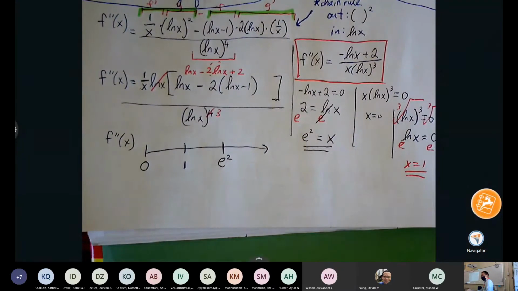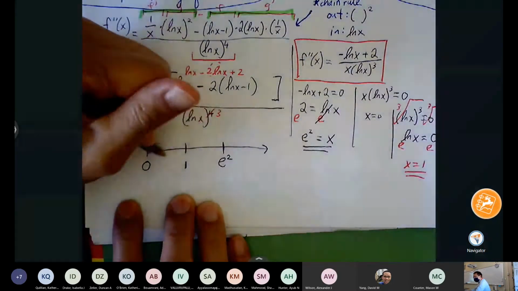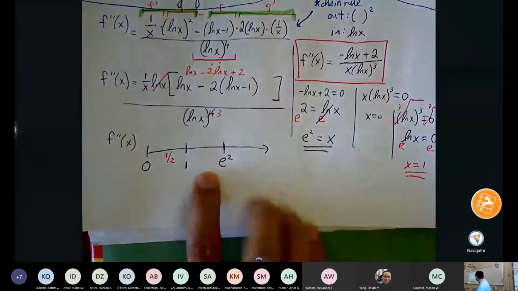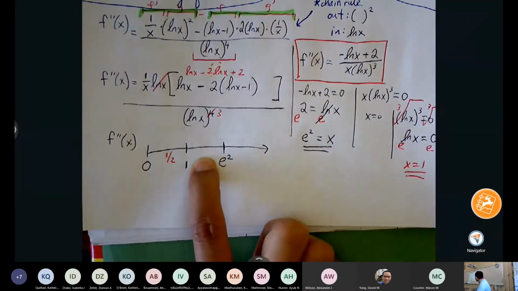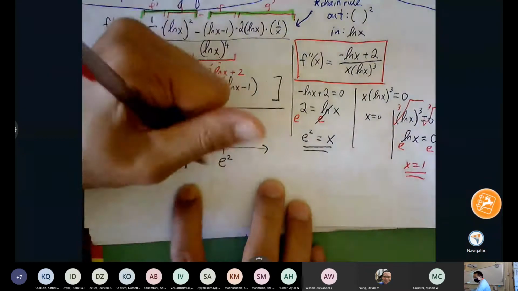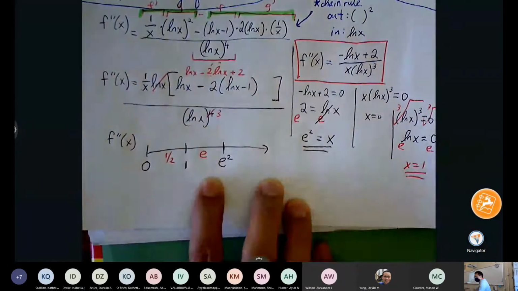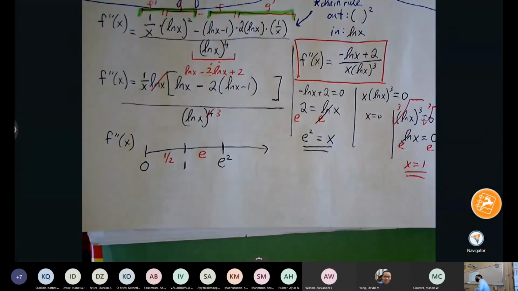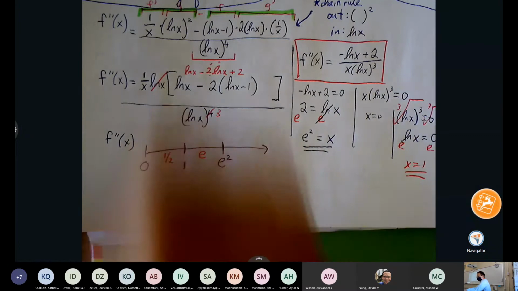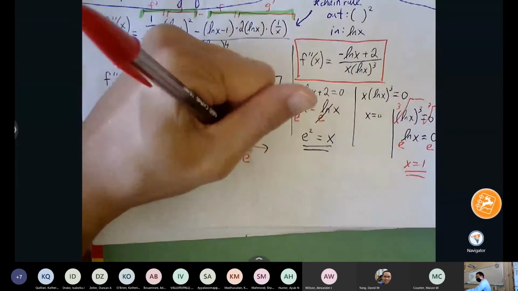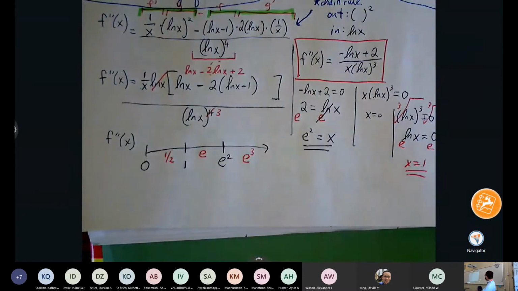I'm going to choose values in each interval to test against my second derivative, so I'll choose 1/2. I can choose 2, that's fine. You can use your calculator, but I'm just going to use e. I know e is a value that safely falls between 1 and e squared. And then to the right of e squared, I'm going to choose something in the form of e. It'll just make things quicker for me to evaluate.